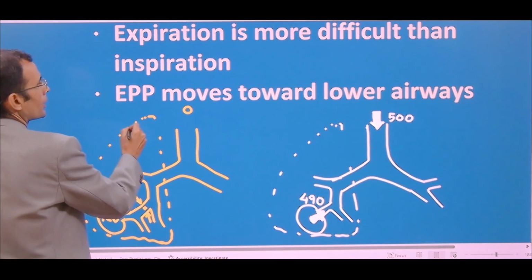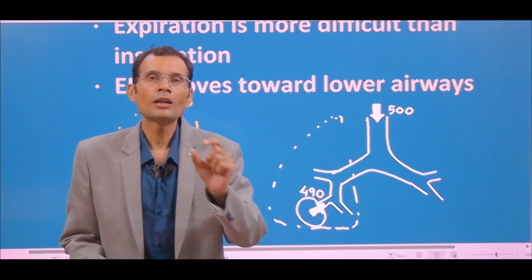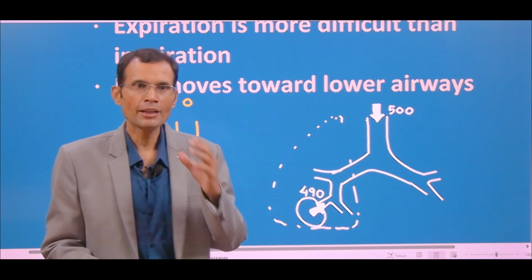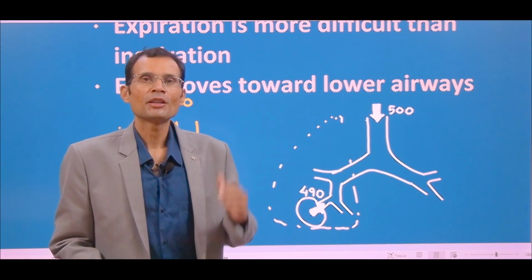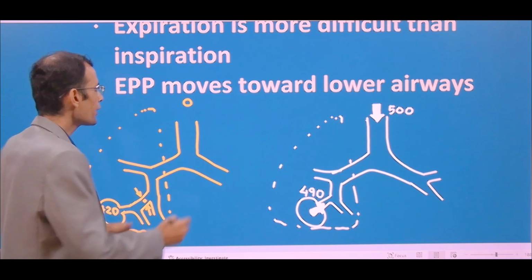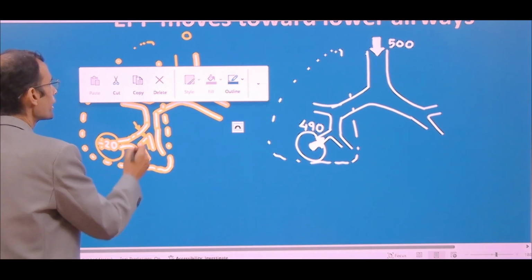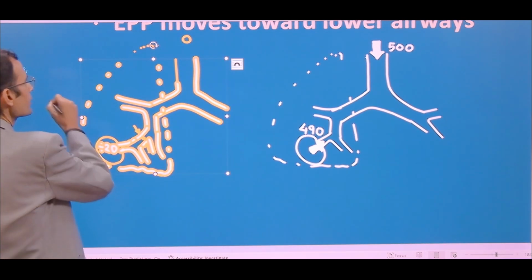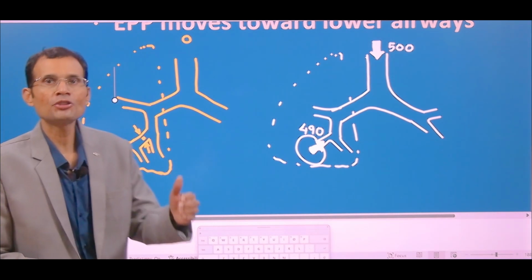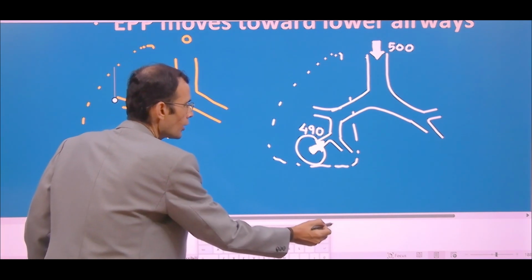All right. Now, this point needs a great understanding. EPP is shifted in the lower airways. This requires some kind of physiology understanding. Equal pressure point.